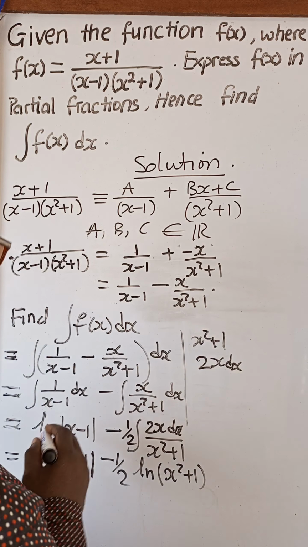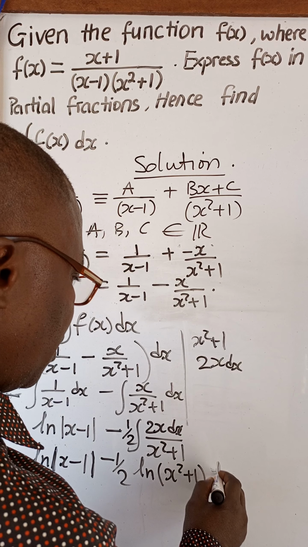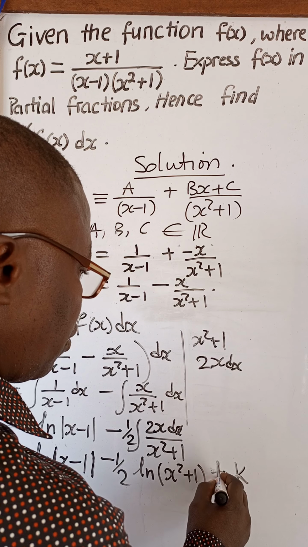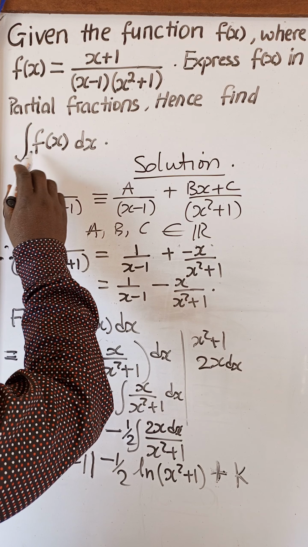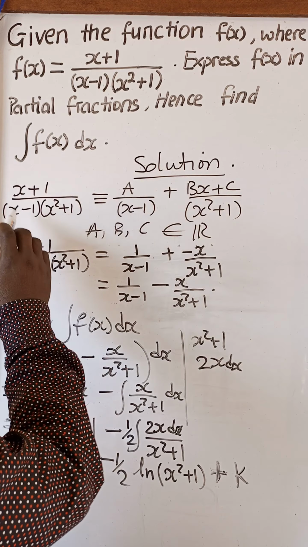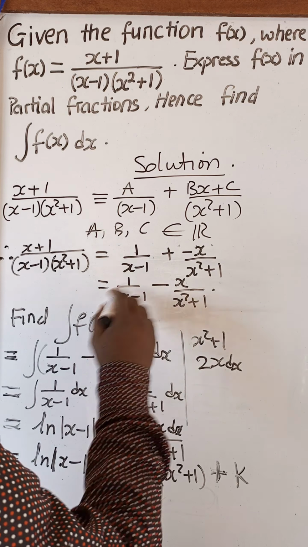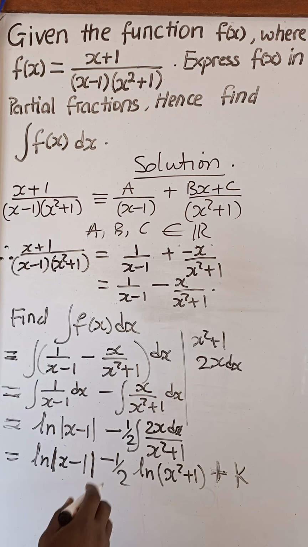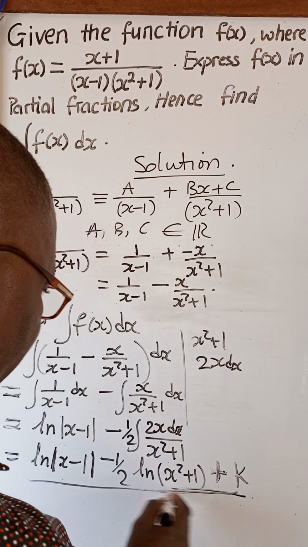Since it is the indefinite integral, we must also include what we call the constant of integration. And so the integral of f of x with respect to x is the same as the integral of the sum of its partial fractions, which will give us this result. It has to give us this result.